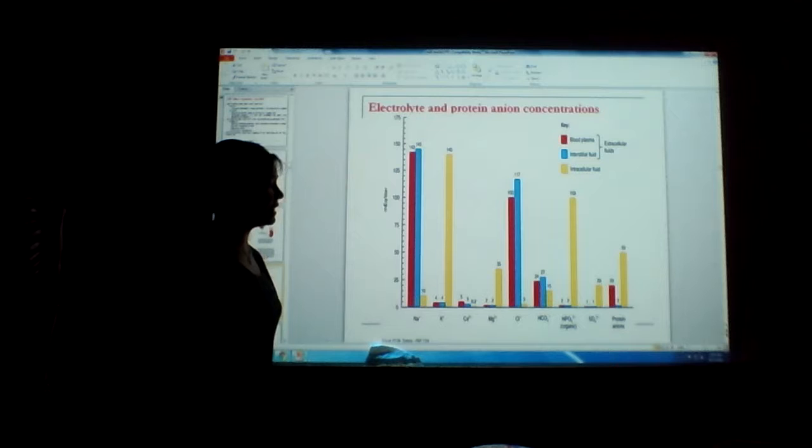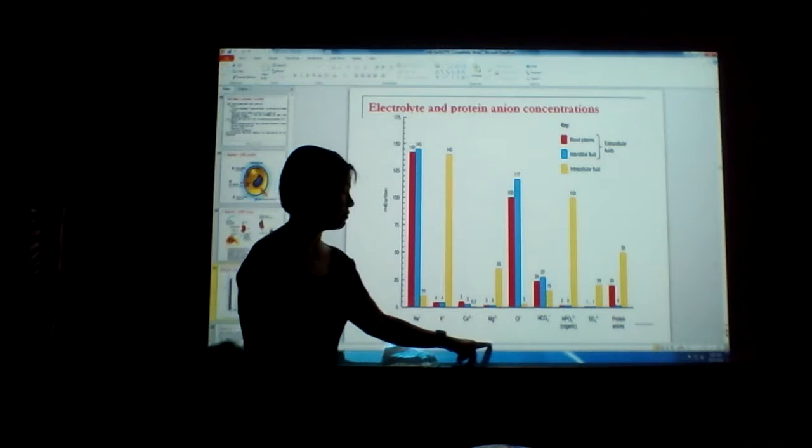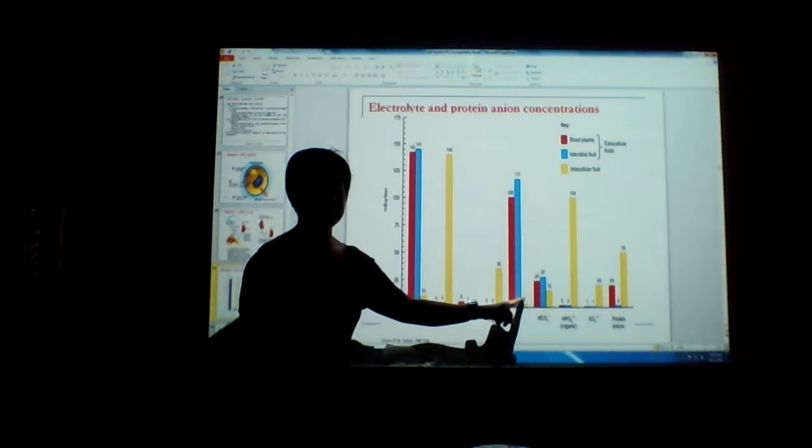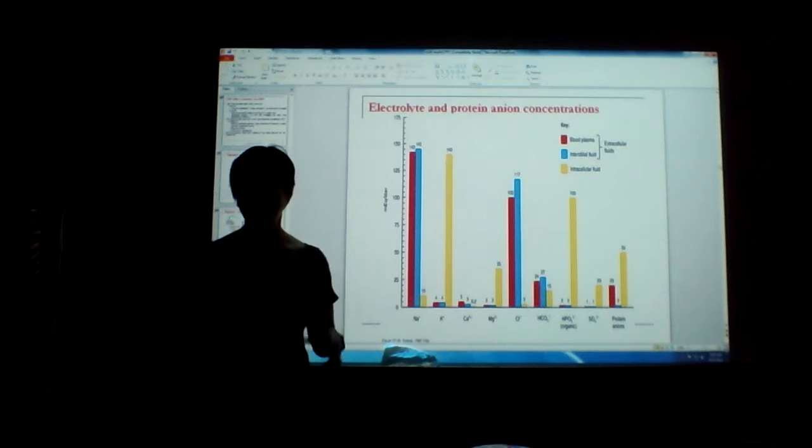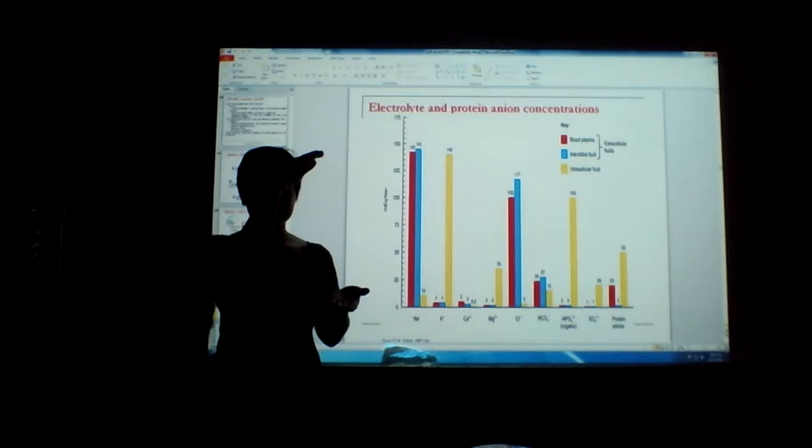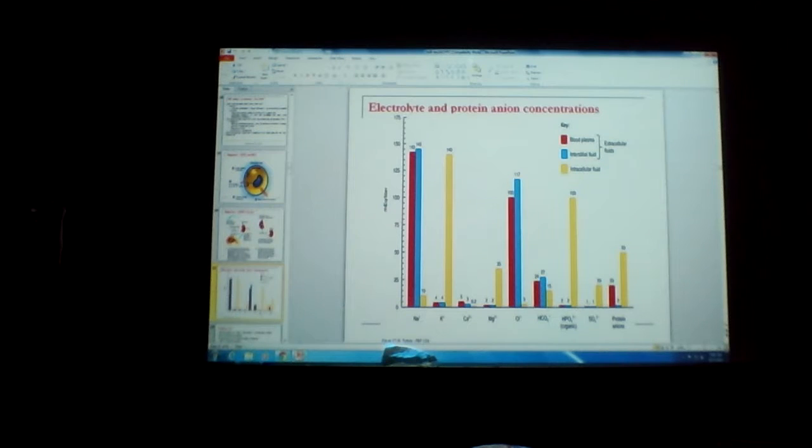Outside the cell, the most abundant anion, of course, is chloride, because sodium bonds with chloride. So if you remember: sodium outside, potassium inside, potassium phosphate, sodium chloride. Then my next question will be: predict what will happen if there's a deficiency of those electrolytes. That's how you will be tested on this electrolyte balance.